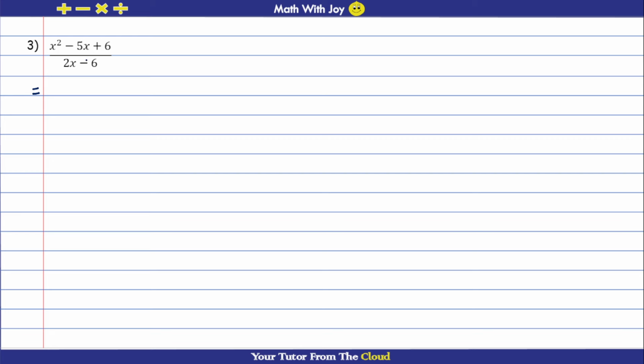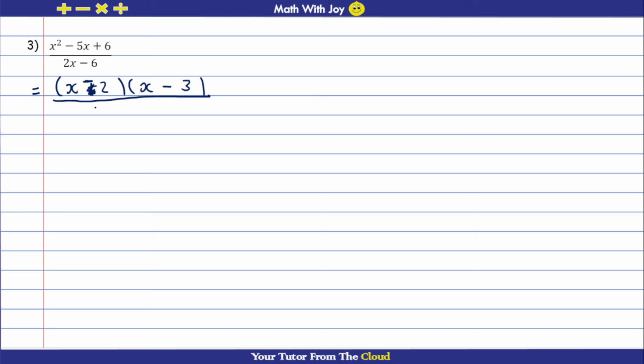Now I'm going to factorize. This is a trinomial. You should be able to factorize a trinomial by now. And at the bottom, I'm going to factorize as well. So the trinomial factorizes: you're going to have x plus 2, x minus 2. So x minus 2, x minus 3.